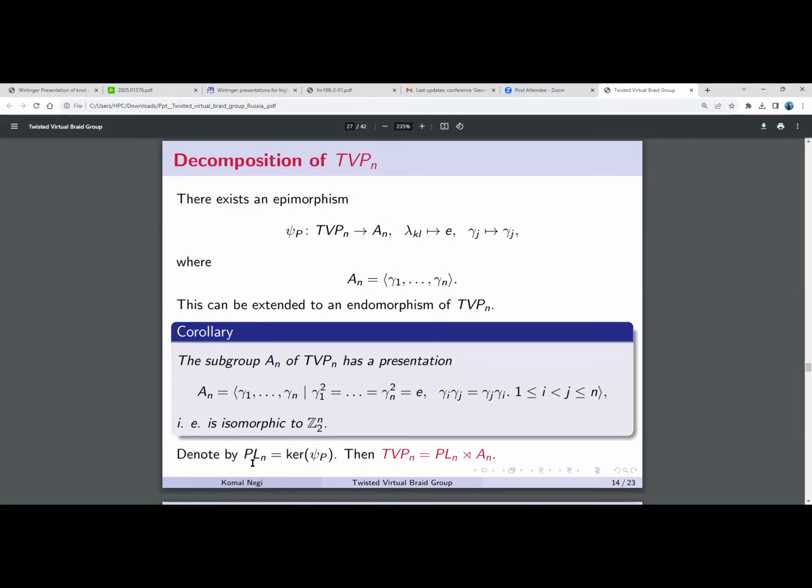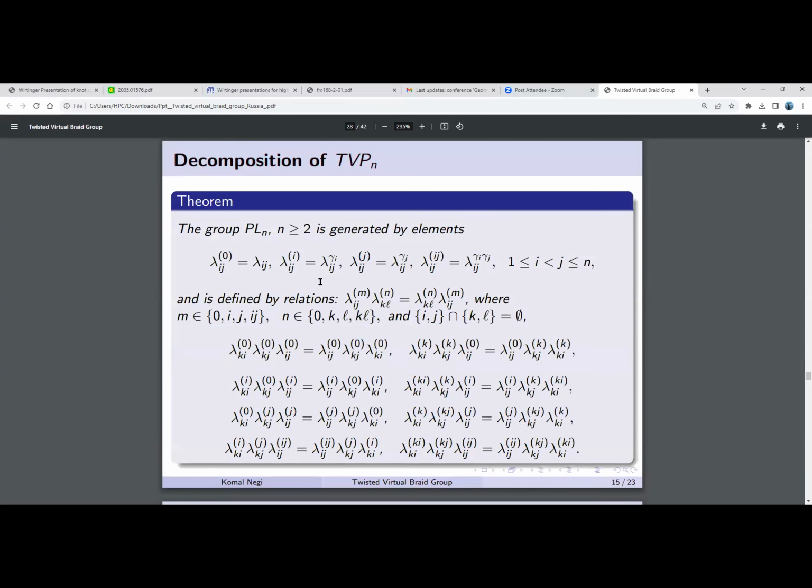So if we denote the kernel of psi as PLn, which is a subgroup of TVPn, we can prove that TVPn is equal to a semi-direct product of PLn and An. Using the same method, the Reidemeister-Schreier method, we can prove this also: that PLn has this presentation. These are the generators of PLn, and these are the defining relations of this subgroup.